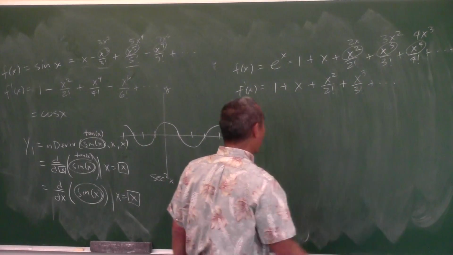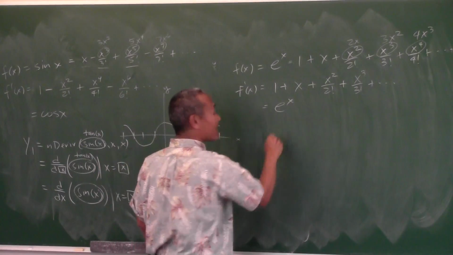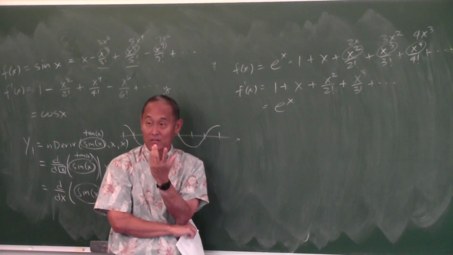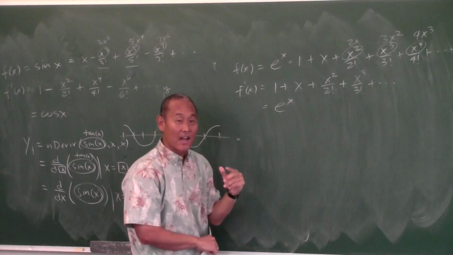Hey, you somebody. That's e to the x. And that's why we study the number e. That's why it's special, because the derivative of e to the x is e to the x.